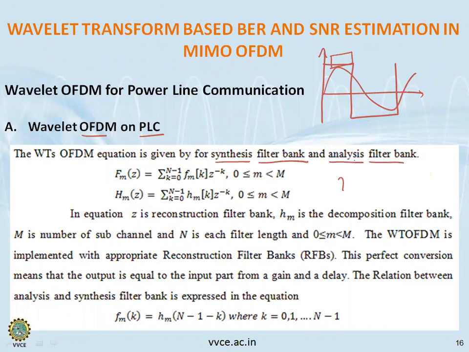The synthesis filter is to make the normalization of the symbols, and the second one is the analysis filter. This analysis filter is mainly used to have the comparison. By the combination of these two, we are able to implement power line communication with respect to Fourier transformation.